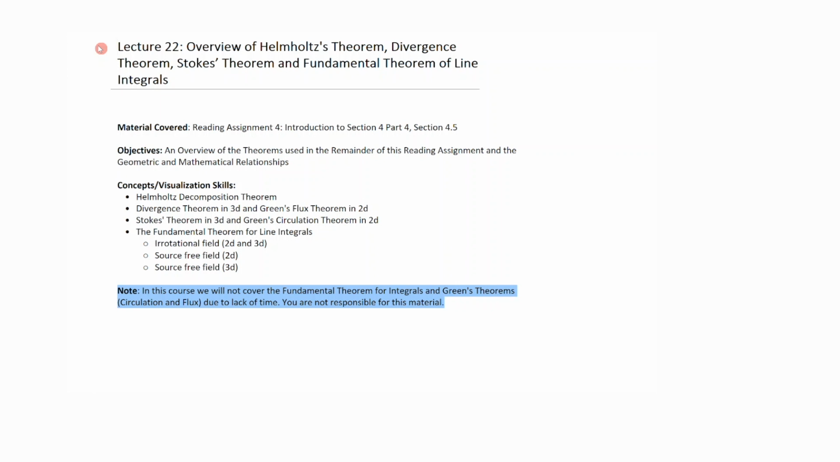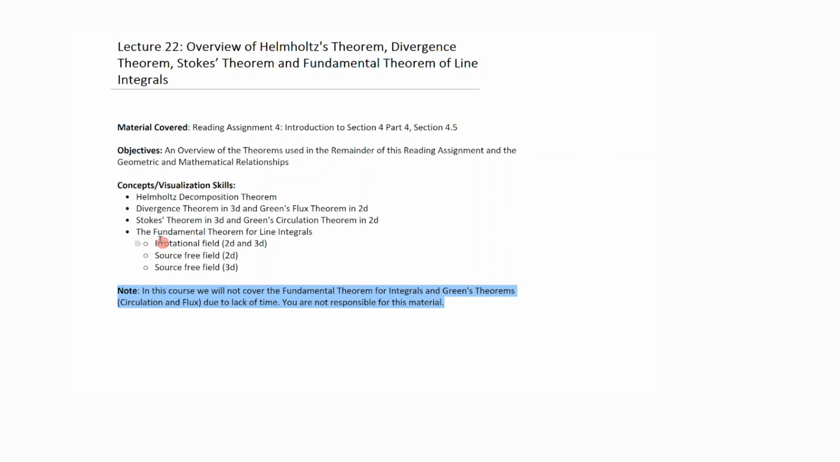What does it actually mean? How is it stated? The divergence theorem in 3D and Green's flux theorem in 2D, followed by Stokes theorem in 3D and Green's circulation theorem in 2D. In fact, the flux theorems are essentially the 2D analog of the divergence theorem, and the circulation theorem is the analog of Stokes theorem, but in 2D.